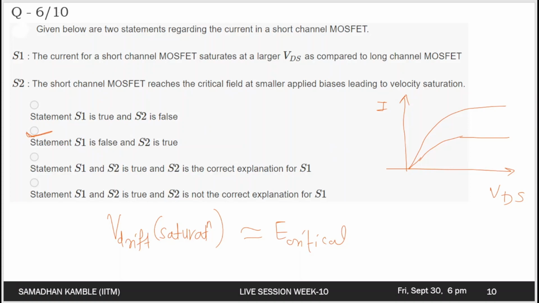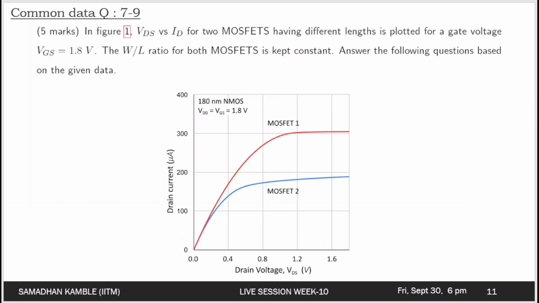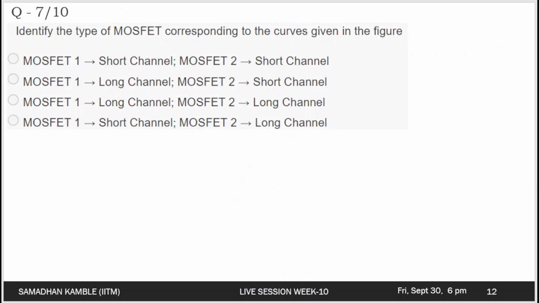Moving to question number 7, it is again a common data question. Figure 1 shows the characteristic curves for the drain current versus VDS for two MOSFETs having different channel lengths. VGS in this case is kept constant at 1.8 volt. The W by L ratio for both MOSFETs is also kept constant. Answer the following questions based on the given data. Question number 7, the first question based on this data, is as follows.